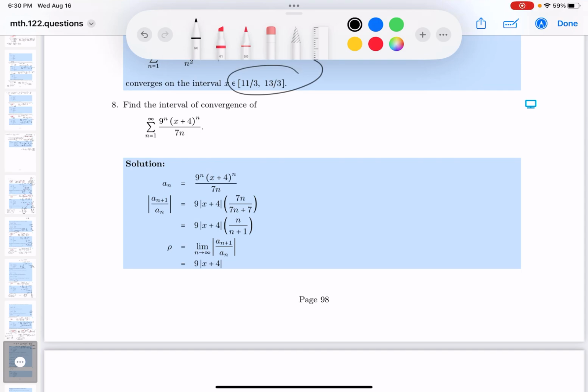Okay, for number 8, again, we're almost in an infinite loop here of doing these problems, and it's good to practice, by the way. You'll get much more comfortable with what you're doing when you practice it.